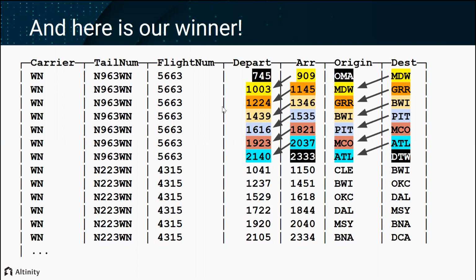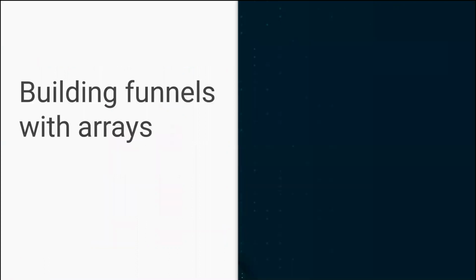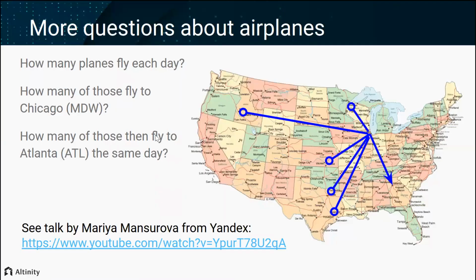Okay, let's do something slightly more complicated. Let's try and build a funnel. A funnel is a very specific type of processing that's widely used in data warehouses. I'm going to show you a simple example from airlines, since I have this data set and I don't want to create a more complicated one.